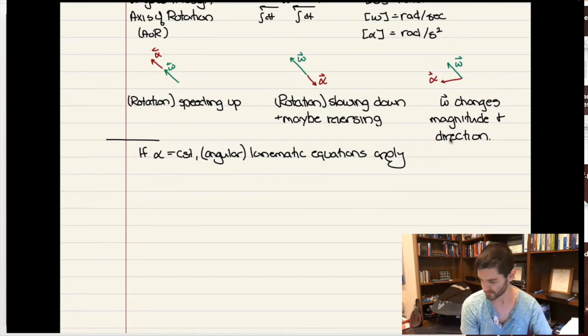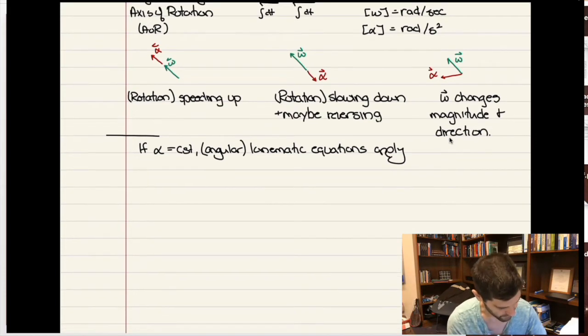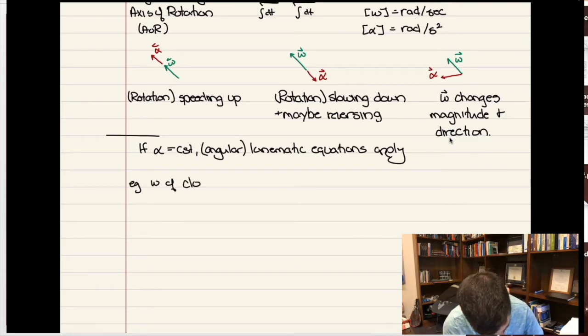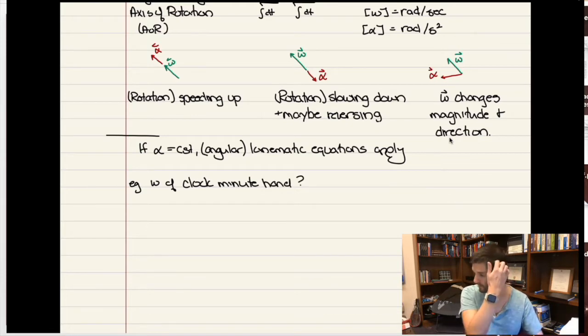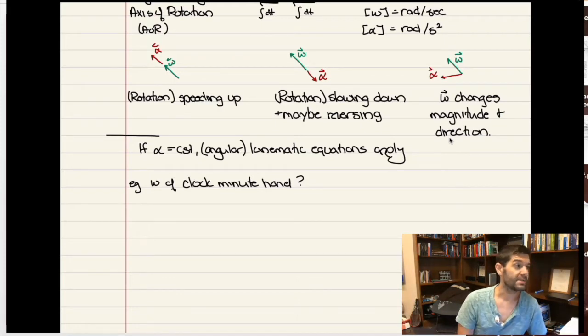They have the same form as the linear ones, but we use angular variables. How about an example? What is omega of a clock minute hand? You find an analog clock. There's a minute hand that rotates around. What is the angular velocity of the minute hand?